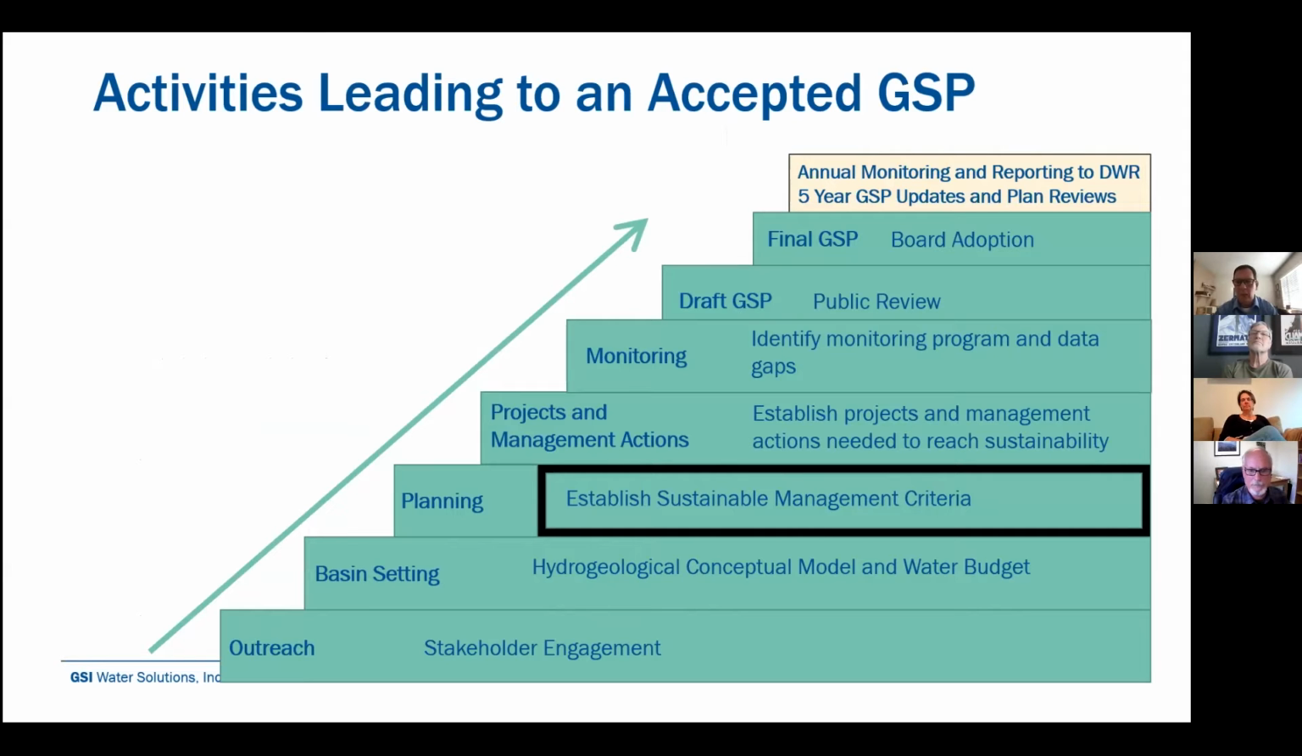Your committee will receive a draft of the GSP in July or August, I recall. And we'll move pretty quickly after that to the GSA Board of Directors to have them look at the draft and ultimately consider approving it.